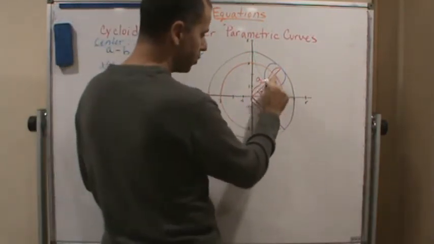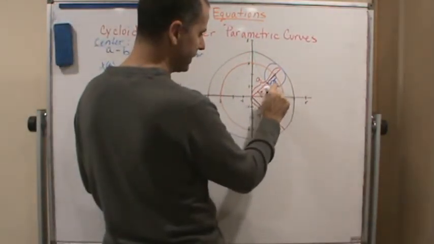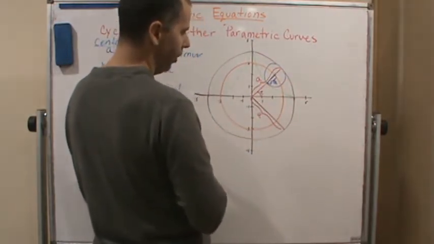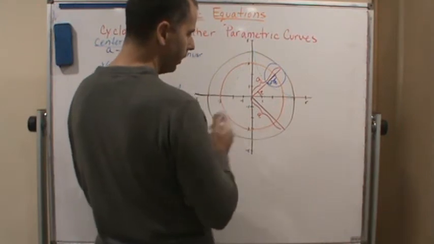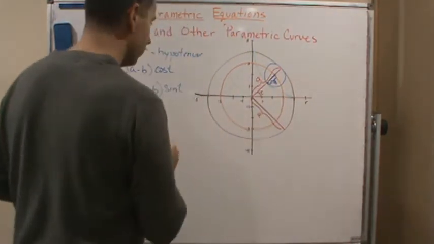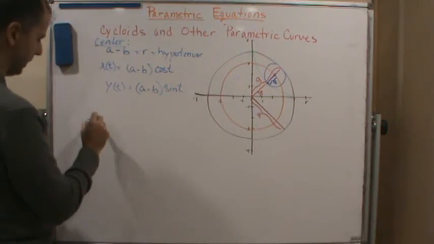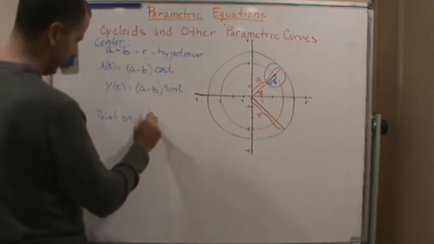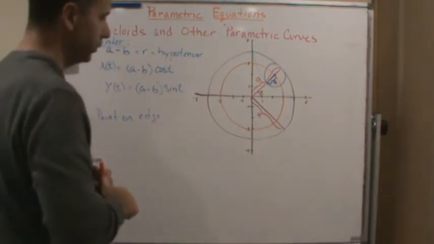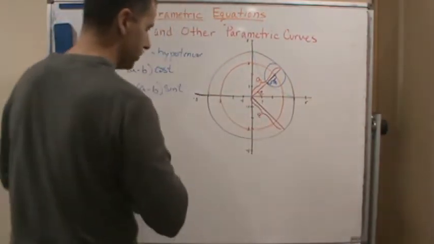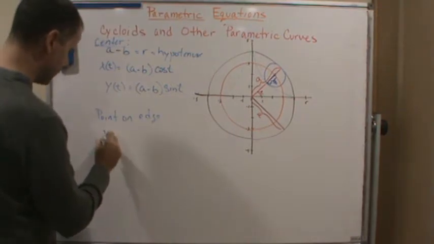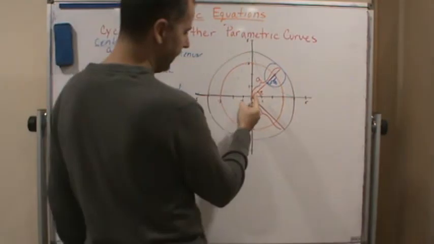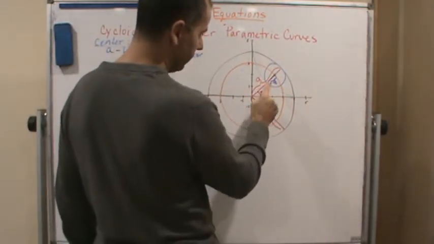So I've got a small triangle in here, and so what's the distance here? And what's the distance here? Okay, well, the x-coordinate, so let me just say point on the edge. So if I want to represent the x distance, the x distance, x of t, depending on the angle, t, right?